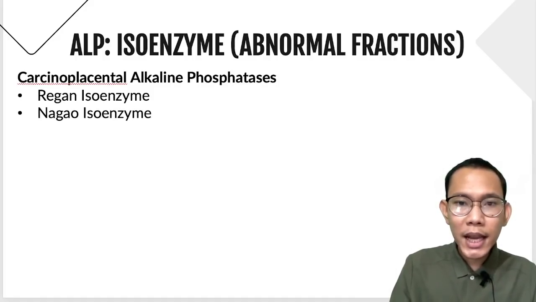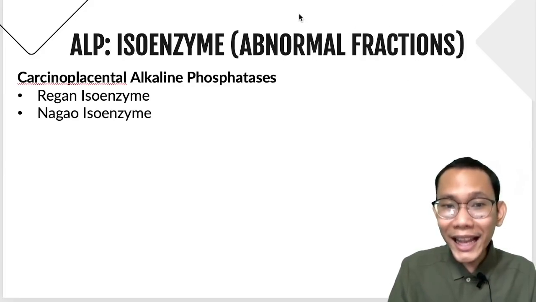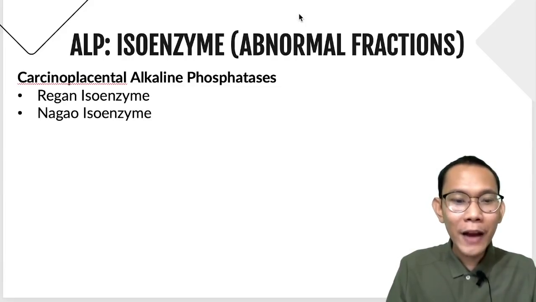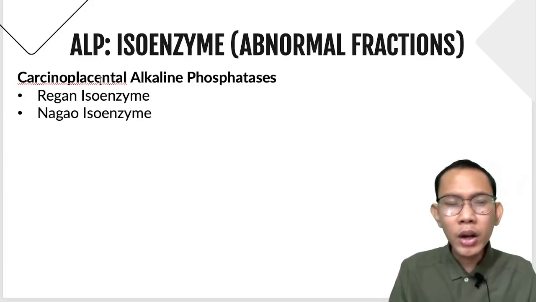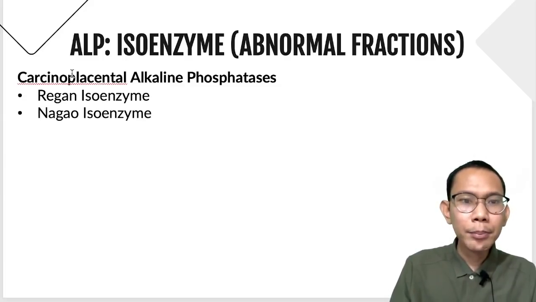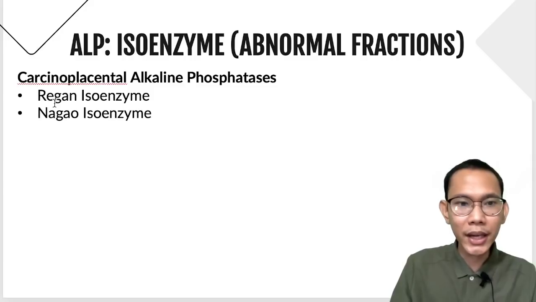And the last isoenzyme are the different abnormal fractions. So, pag sinabing abnormal fraction, we are referring to fractions that are associated with cancer. So, these are fractions associated with cancers. Ito yung tinatawag natin na carcinoplacental alkaline phosphatases. We have your Regan isoenzyme and Nagao isoenzyme. So, it's a carcinoplacental because it's similar with your placental na ALP. But, however, related to cancer. Kaya tinatawag na carcinoplacental ALP.